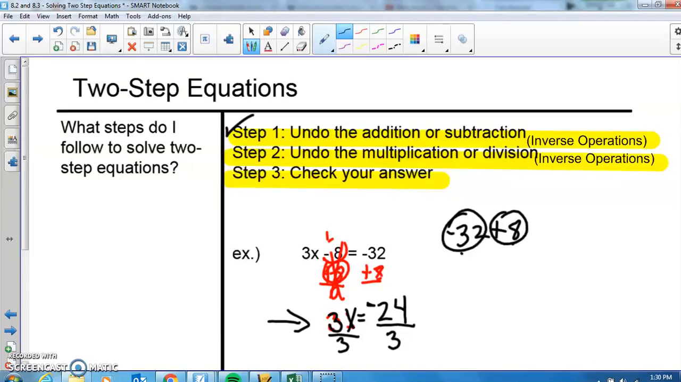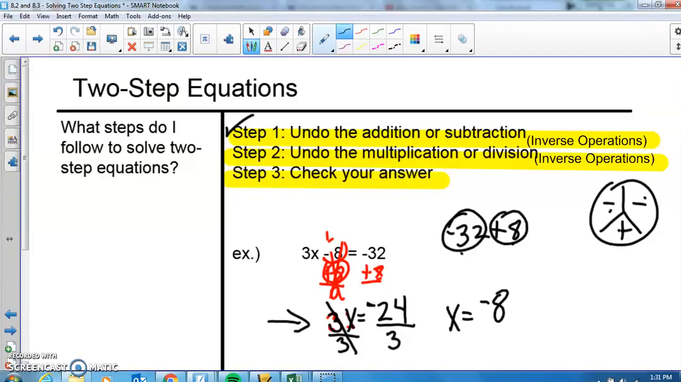The 2 3's on the left-hand side are going to cancel out. And that leaves the value of x. Then I'm going to divide negative 24 divided by 3. And if you have to, use this peace sign looking thing that we've talked about throughout the year so far. A negative divided by a positive leaves a negative. So that's going to give us a negative 8. Alright, so our answer is x equals -8.